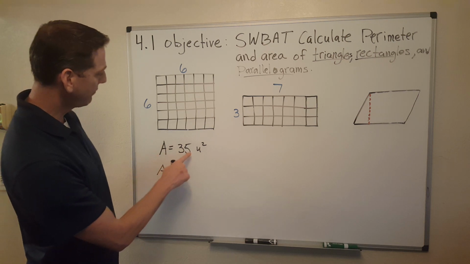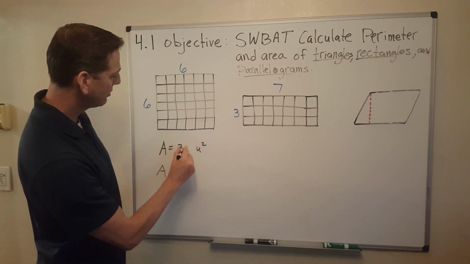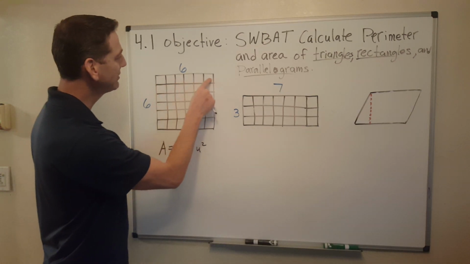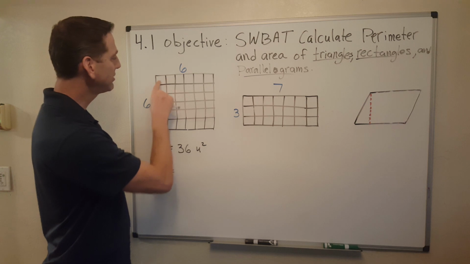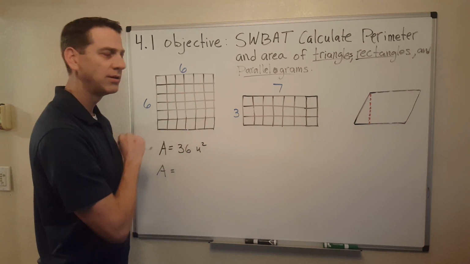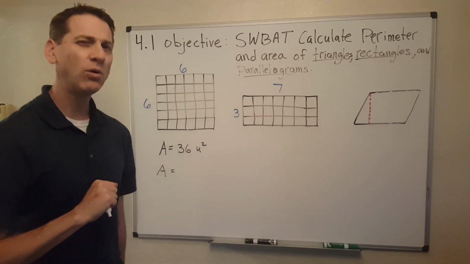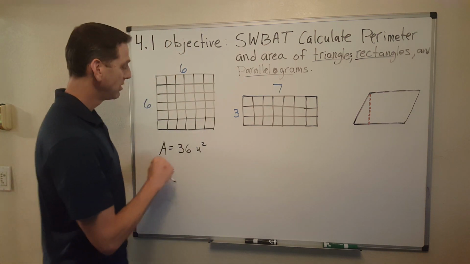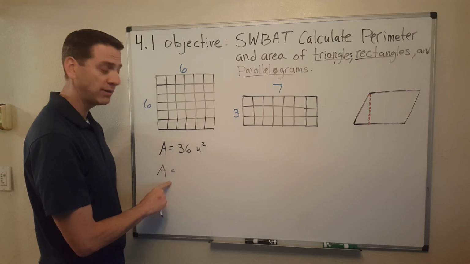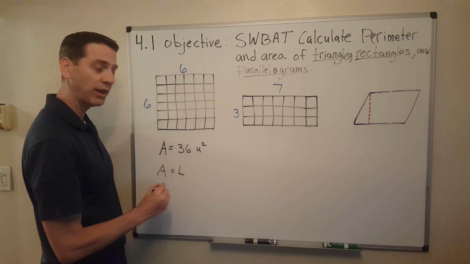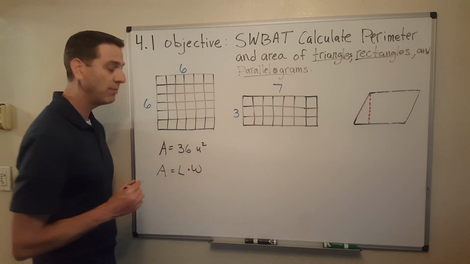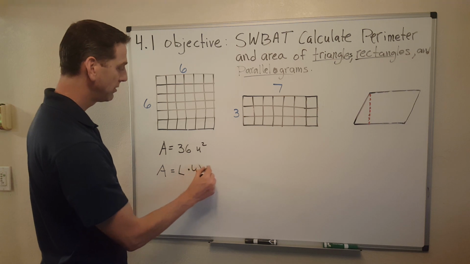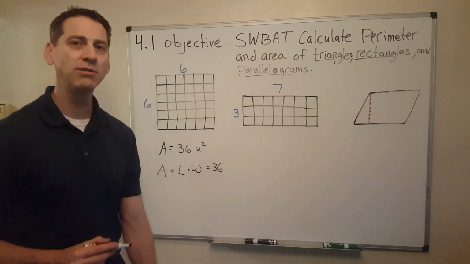Well, that's not 35. There's 36 units there. Let's count them again. 1, 2, 3, 4, 5, 6. Well, there's 6 sets of 6, isn't there? Wouldn't that be just the same as saying 6 times 6? It is. So I could find the area of any rectangle by simply multiplying the length times the width. And I know that 6 times 6 is 36. That's so much easier and faster.